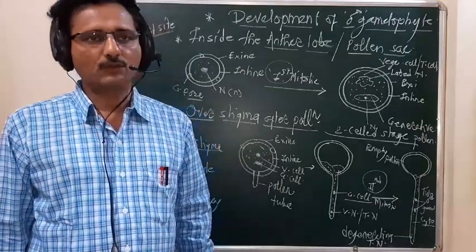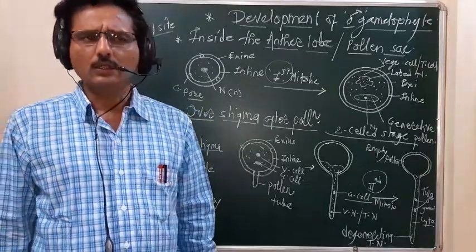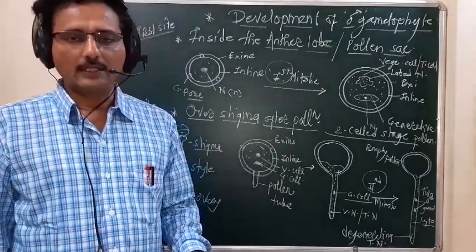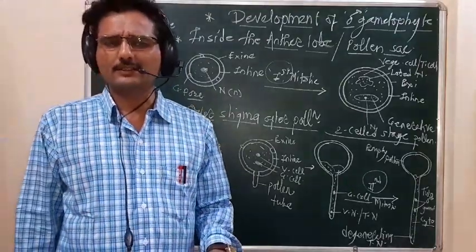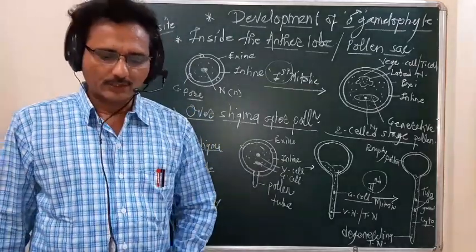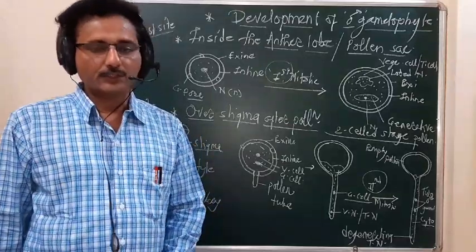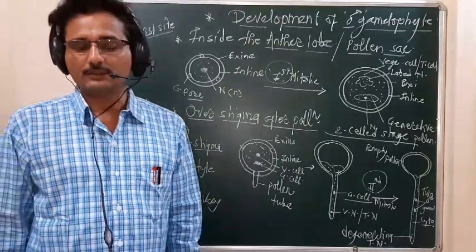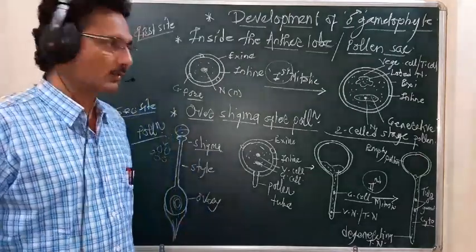Then question number 43. This question is a numerical based question. How many meiotic divisions are required to produce 64 pollen grains?